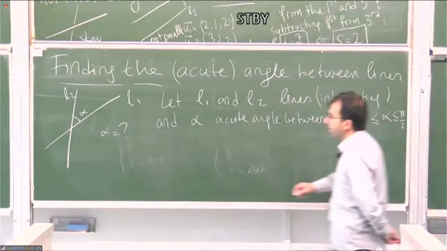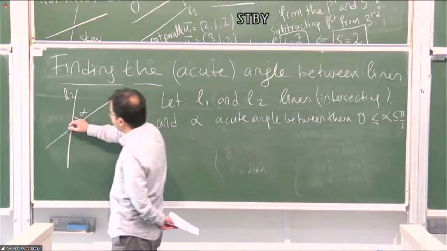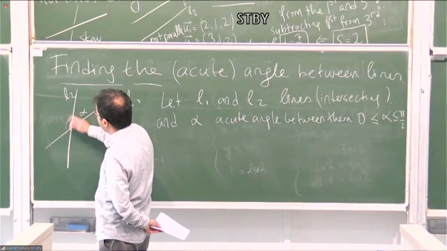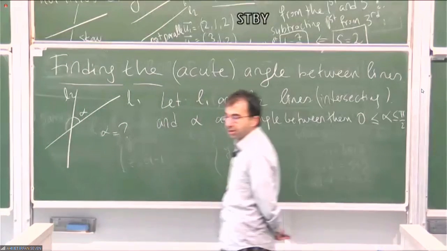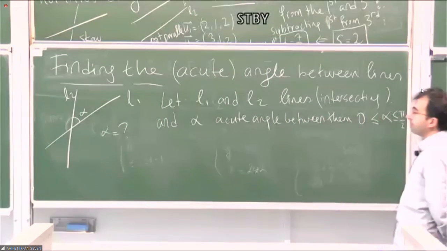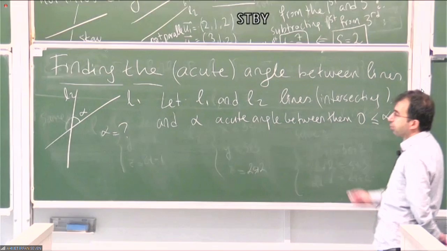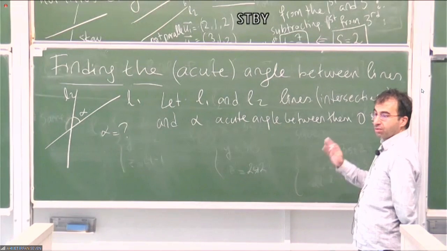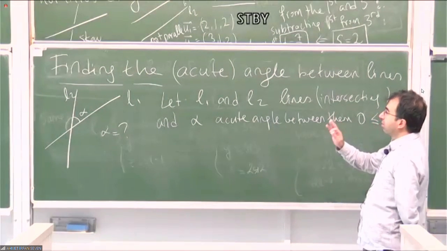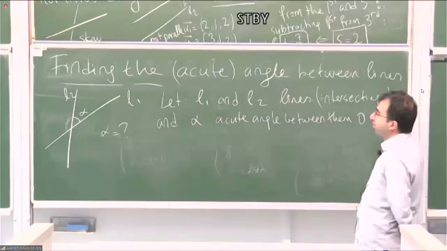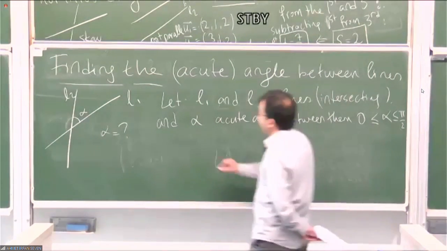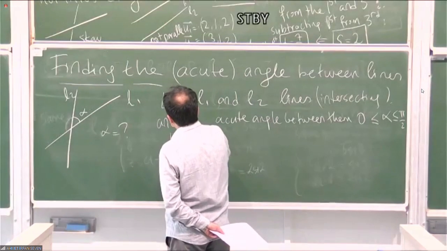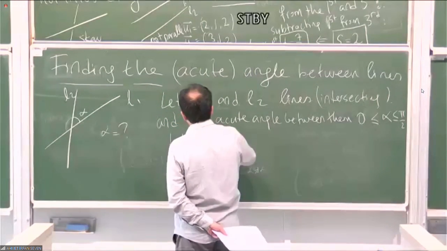So you see there is also another angle between them, which will be, according to this picture, greater than pi/2, but it will be the obtuse angle. So we are interested in the acute angle. Between two lines, there is an acute angle and also an obtuse angle. We want to write a formula for the acute angle. Okay, how do we find this? As I said, for this we use direction vectors.